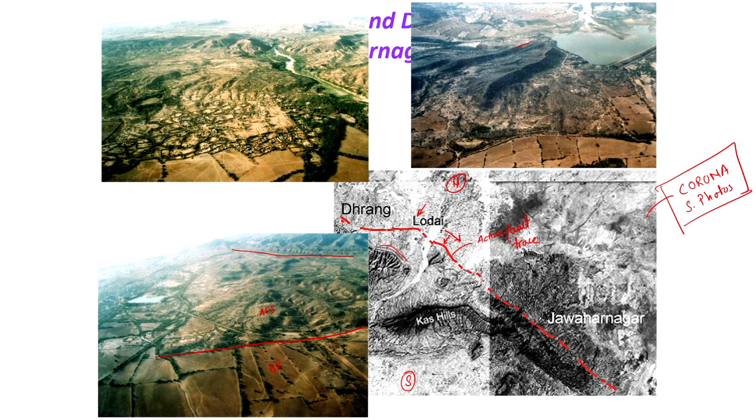Another photograph finally is from Jawahar Nagar, this area, where we can see clear demarcation or discontinuation of the fan surface. This is the alluvial fan surface and this is the Banni plain. So this is an active fault trace.